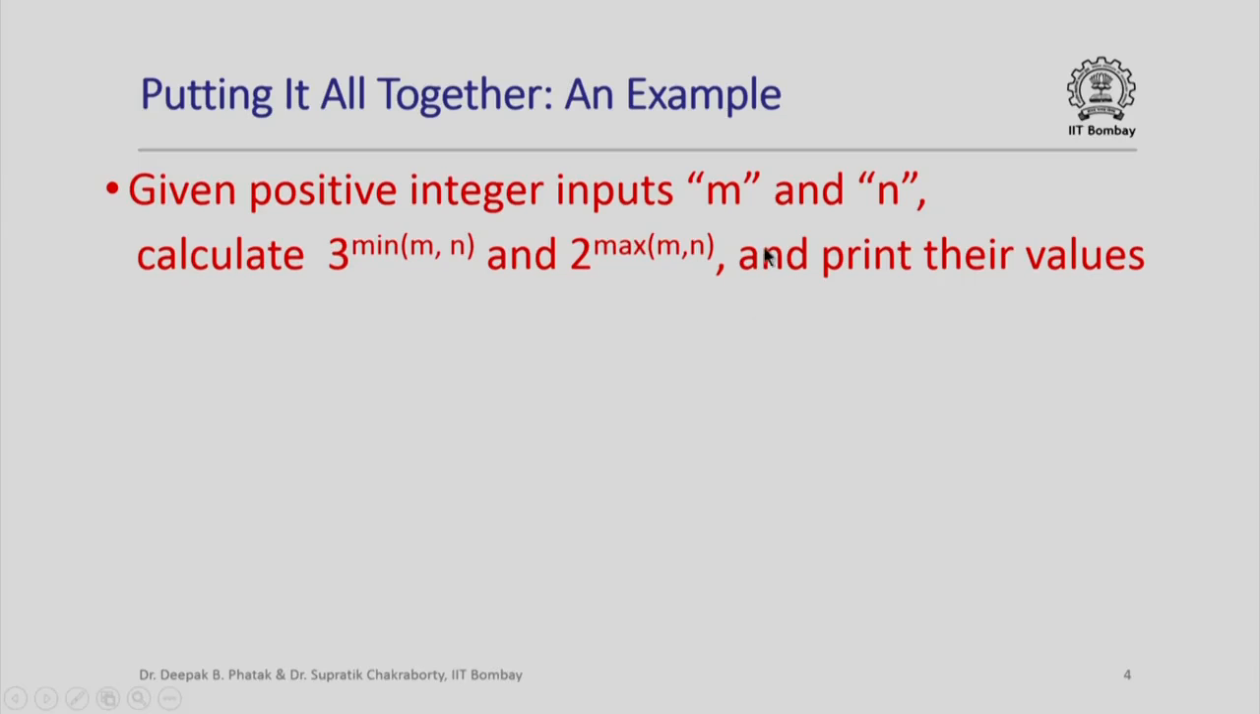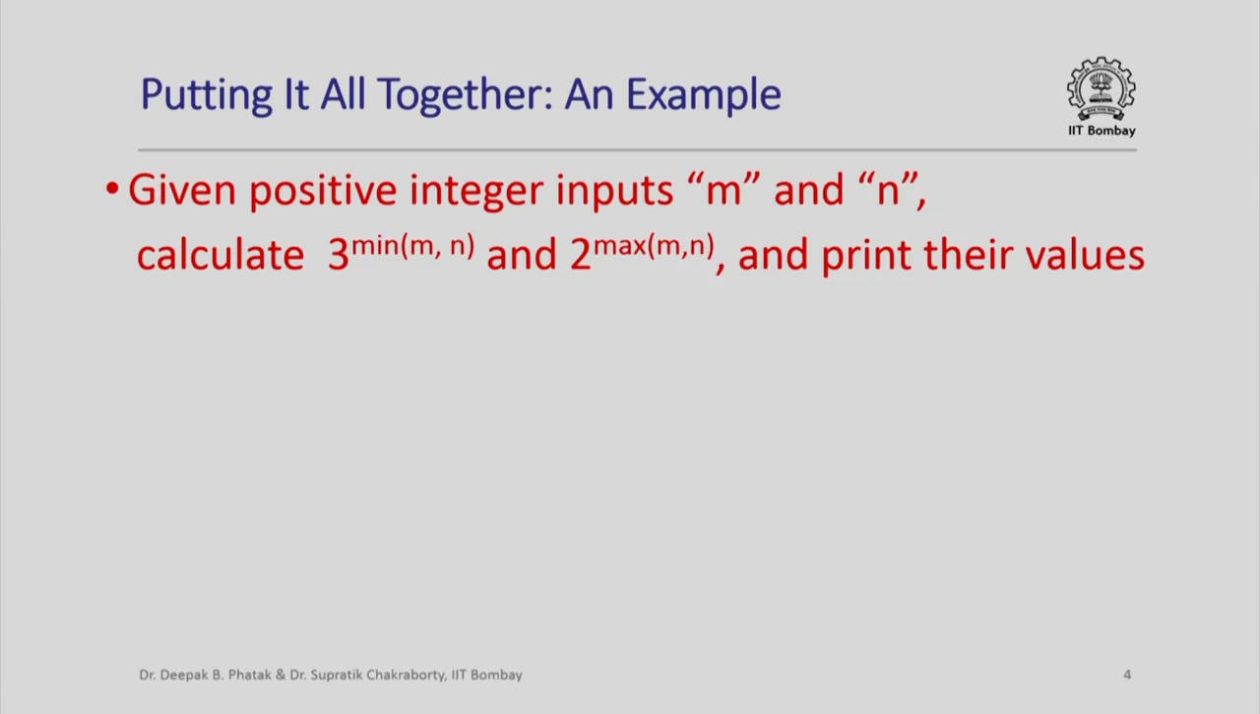It is quite straightforward. One could say, let us just take the values of m and n, find out what the maximum and the minimum of m and n are, and then have a loop in which we keep multiplying 3, min(m,n) times, and another loop in which we keep multiplying 2, max(m,n) times. If you were to solve the problem by a program of this type, you would have 2 loops. The first loop would be iterating min(m,n) times and computing 3 raised to min(m,n). The second loop would be iterating max(m,n) times and computing 2 raised to max(m,n).